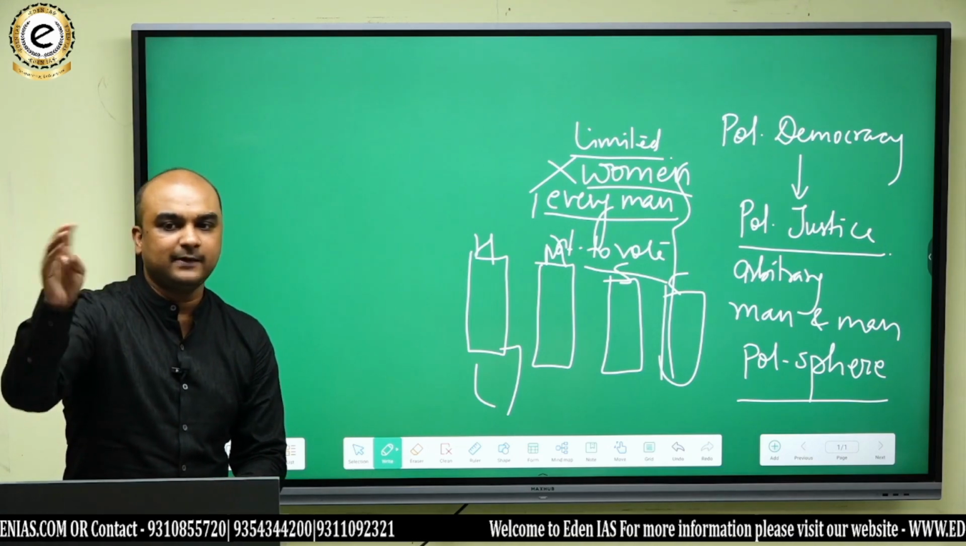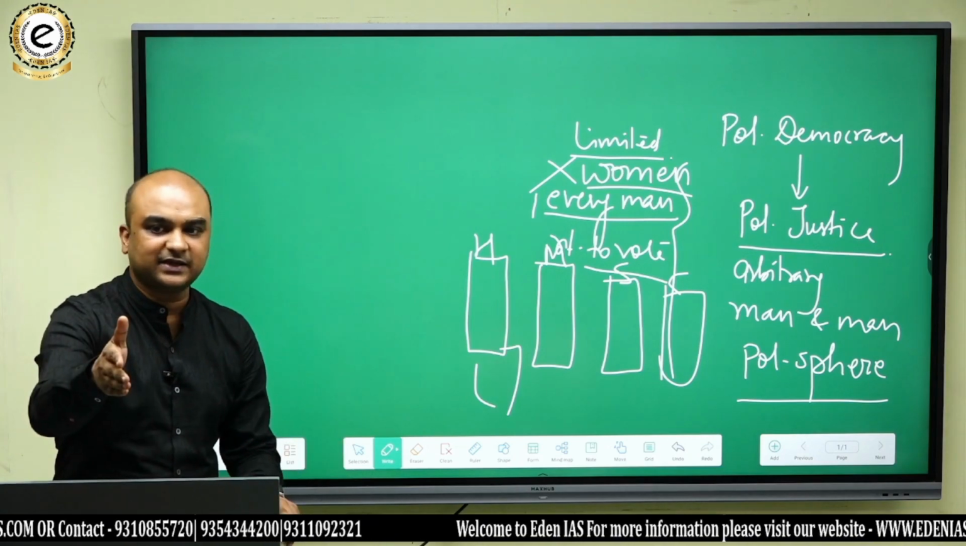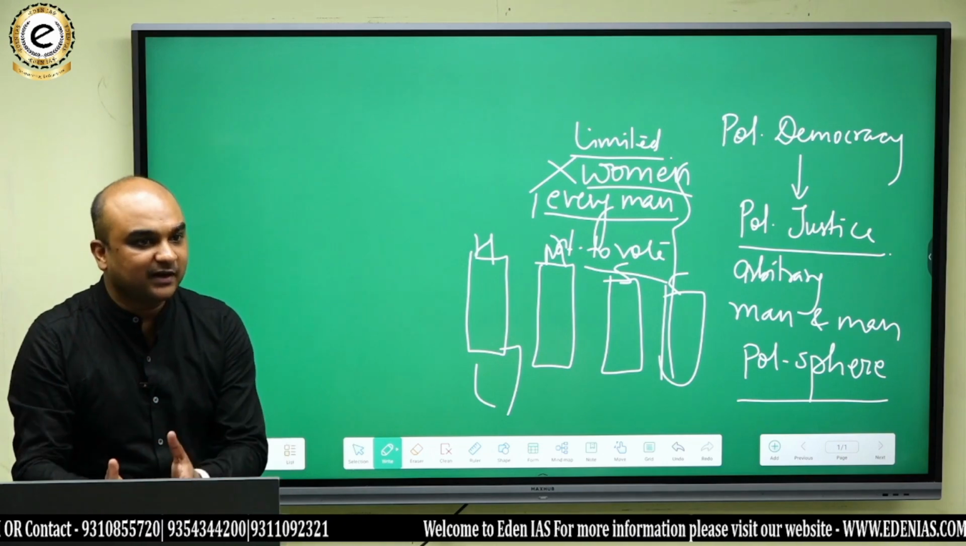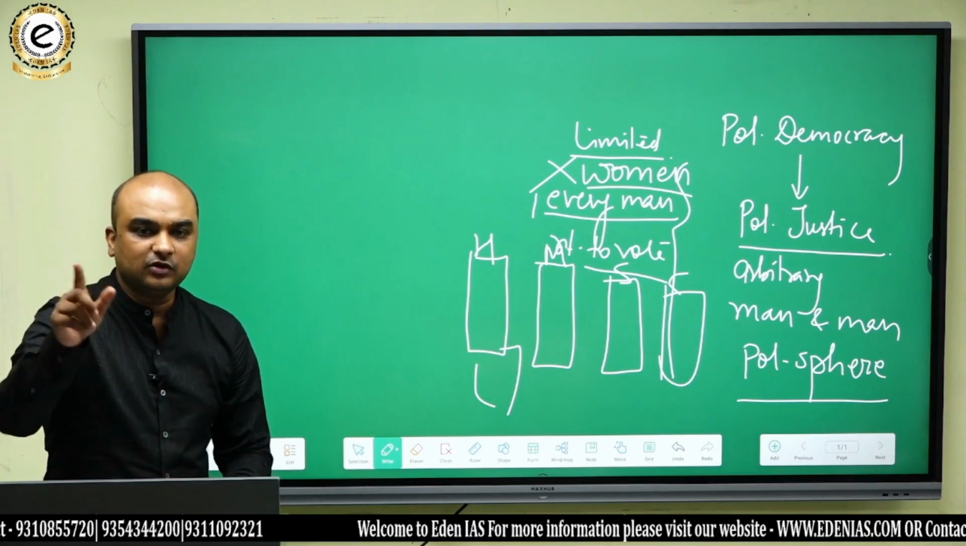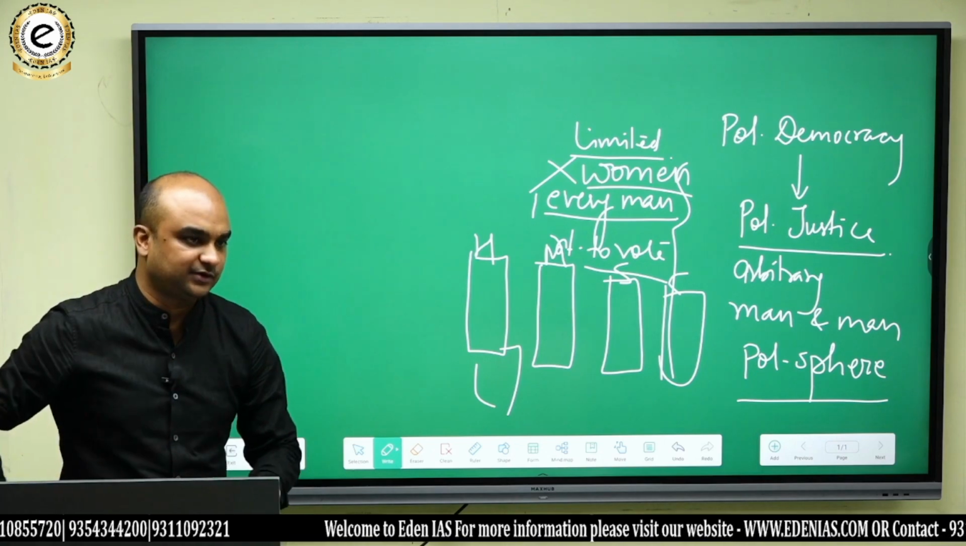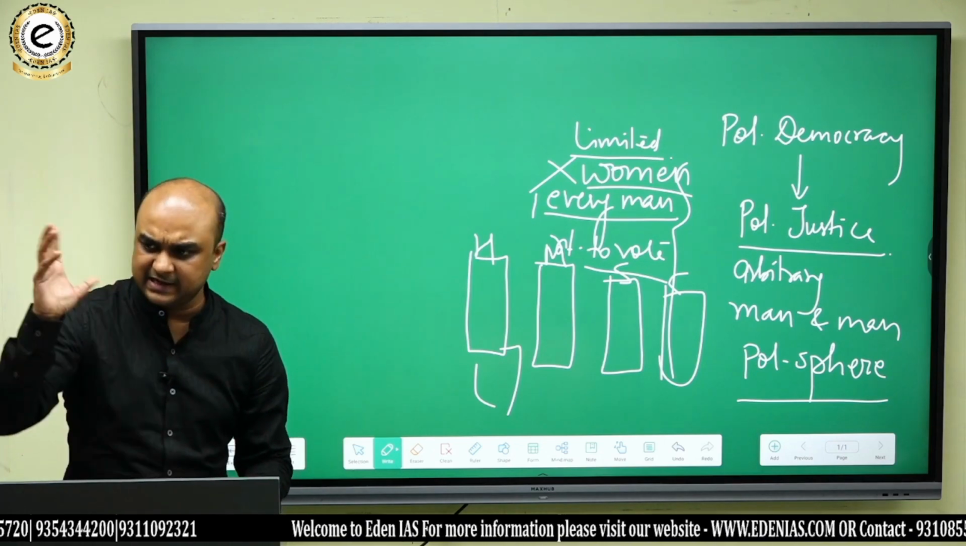1905 में क्या होता है? Bengal divide हो जाता है. 6 में क्या हो रहा है? Muslim League बन रही है. और 1909 में क्या आ रहा है? Morley Minto reforms and then separate electorates. Do you understand that? There's a grand design in this.